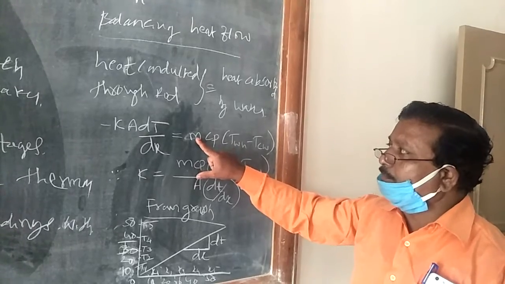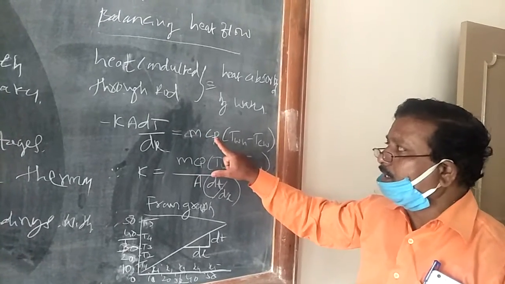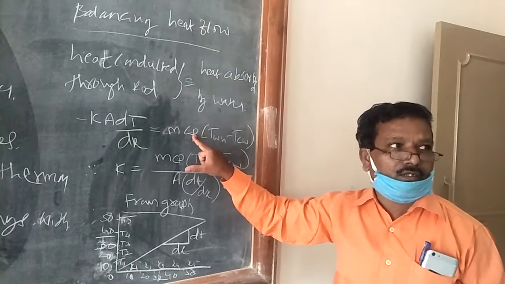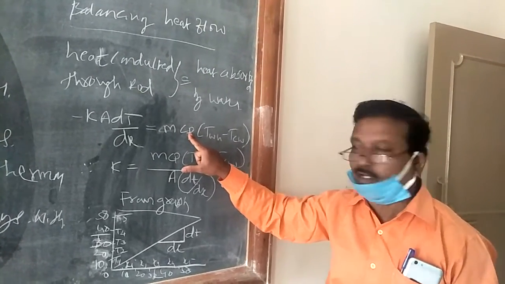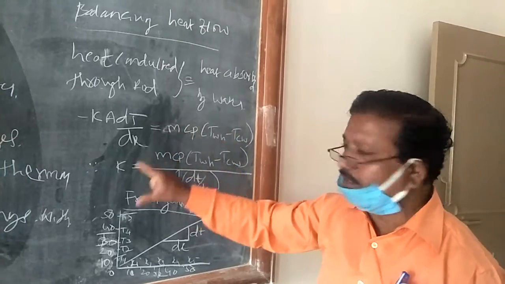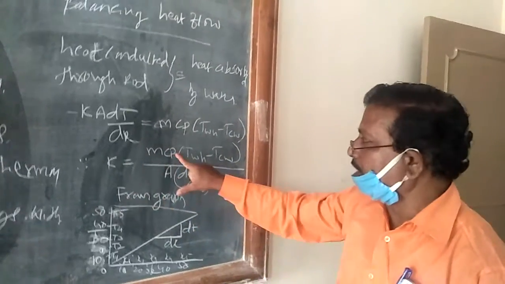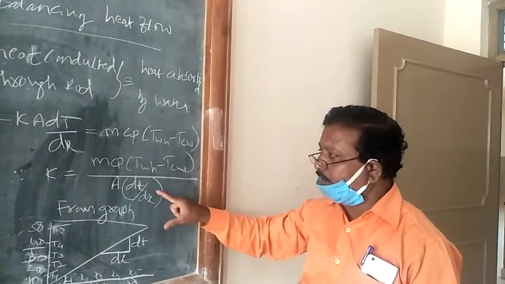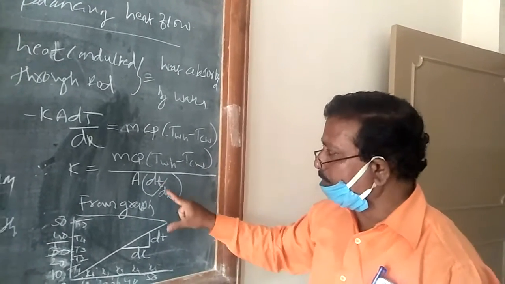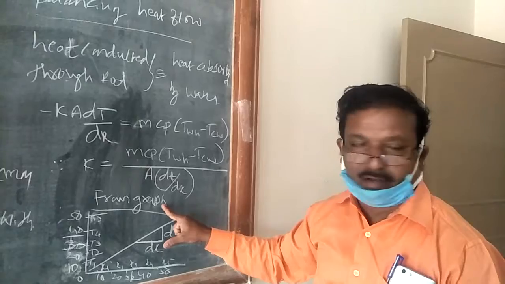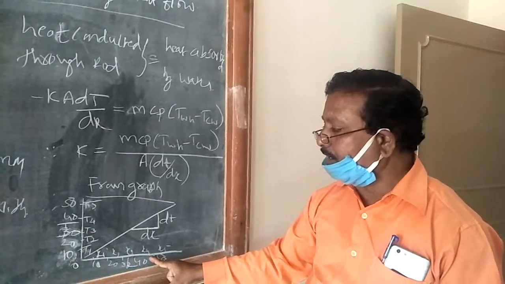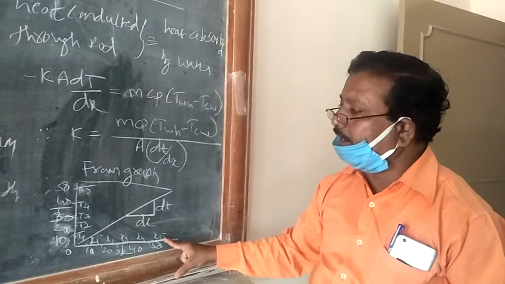m is the mass flow rate, cp is the specific heat of the water, that is 4.187 kilojoules per kg Kelvin. Okay, so therefore by equating these equations we will get K equals m cp (Twh minus Tcw) divided by A into dT by dx. But dT by dx we can take from the graph. We can plot the graph of temperature versus different points along the length of the metallic rod.